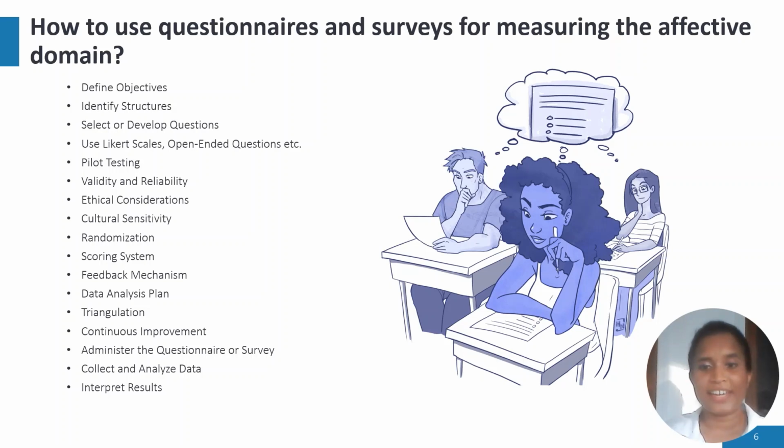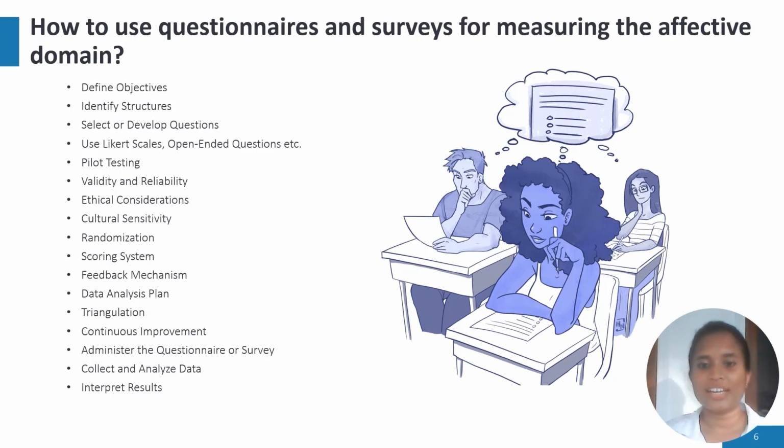Further, we have to consider ethical considerations. It's very important. And we have to consider cultural sensitivity, because we are measuring the affective domain. So we should have that ability. If there is no cultural sensitivity or there is any doubt, there is a problem. That's why it's important to pay attention to cultural sensitivity. Then randomization: we can put answers in random order and we can put in a scoring system. Then we can analyze our data very easily after giving the questions or surveys.